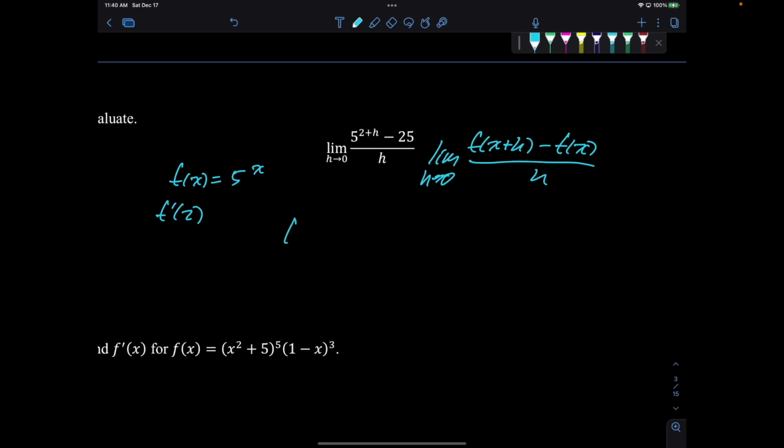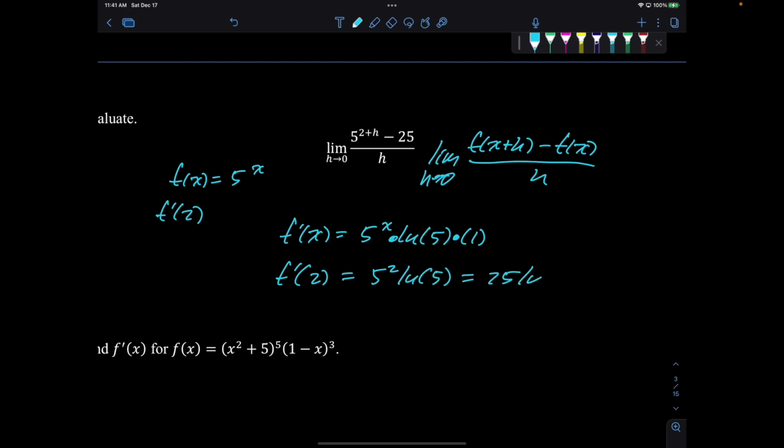So f prime of x, the derivative of a to the x is a to the u, natural log of a, times the derivative. So times 1, which doesn't really matter. So f prime of 2 is going to be 5 squared natural log of 5, which I'm going to write as 25 natural log of 5.